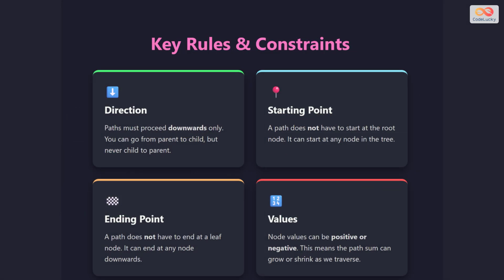Before we solve it, let's clarify the constraints. First, paths strictly move from parent to child. Second, paths can begin and end anywhere in the tree. And third, because node values can be negative, the running sum can fluctuate.